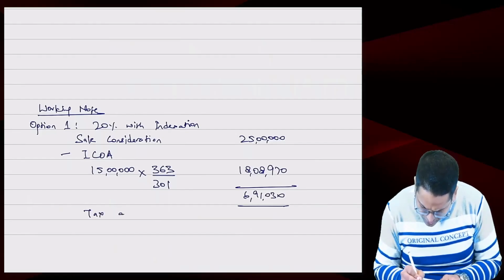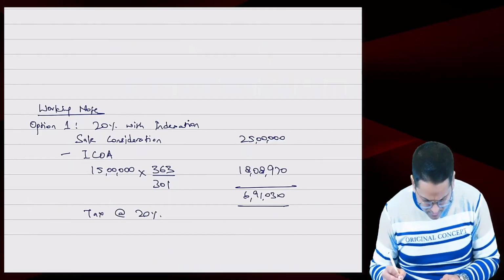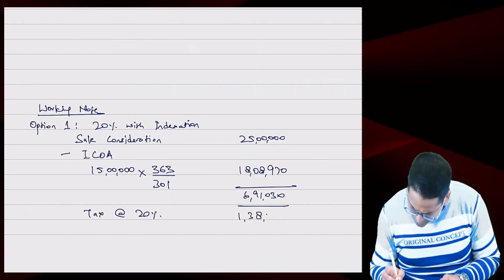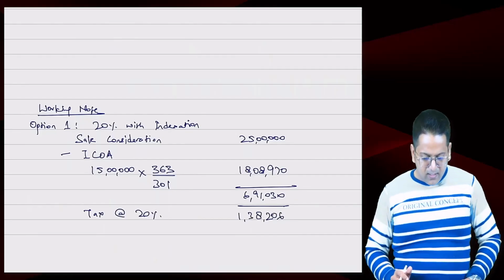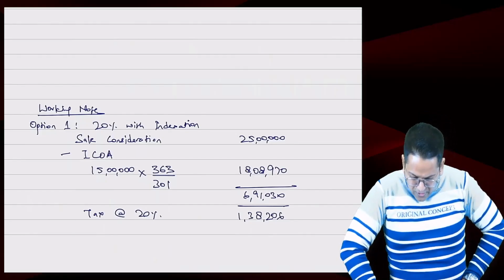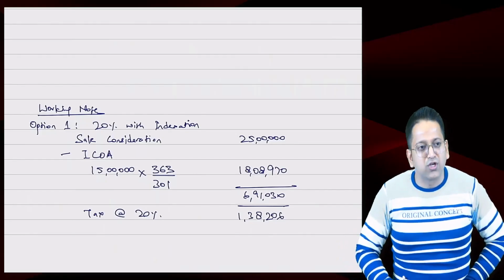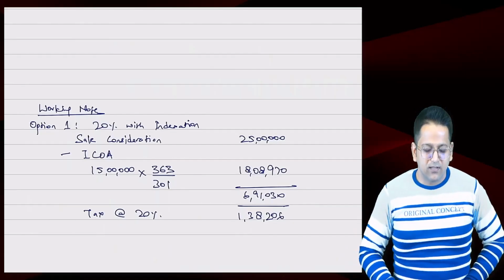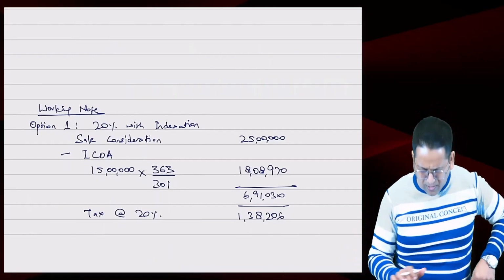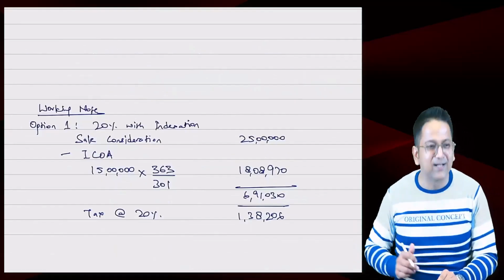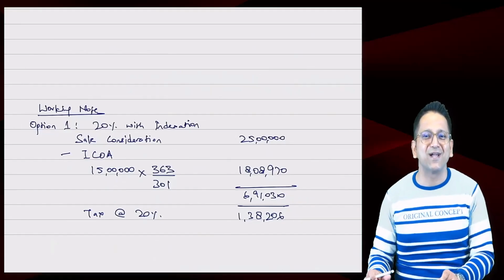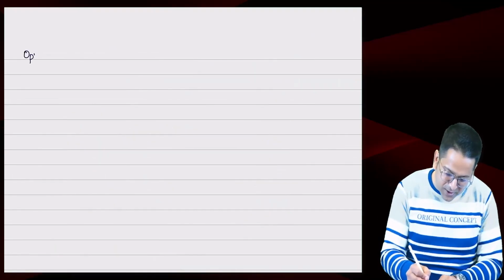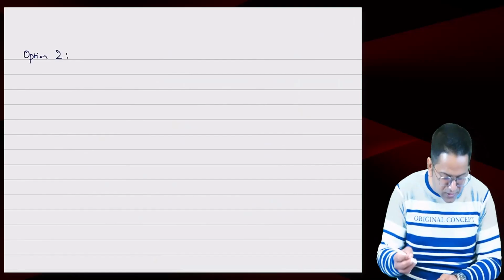Tax at the rate of 20% has become 1,38,206. If we take the indexation benefit, then the tax will be 1,38,206 rupees. If we don't take it, then we can also see what the opposition party has done. Who did option 1? It was done by the opposition party. What option did the government bring? Option 2. Okay, let's see what benefit we get from this.